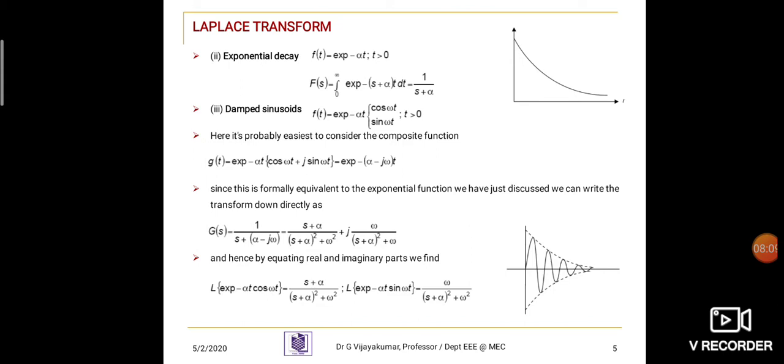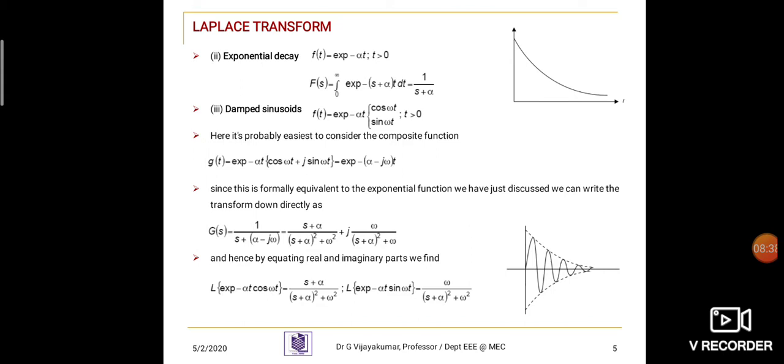Third one is a damped sinusoidal. You can look into the waveform at the right side bottom. The waveform shows that it is going to damping. The initial peak value is a maximum, and at the end the peak value is nearly 0. This is a damping oscillation. This is an input response for your circuit.